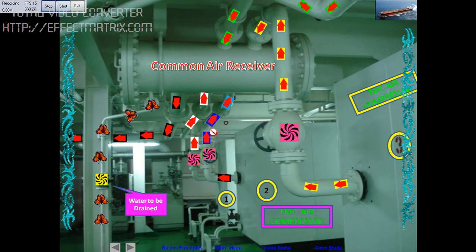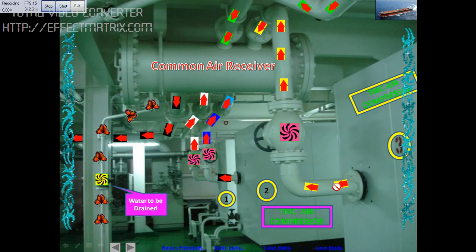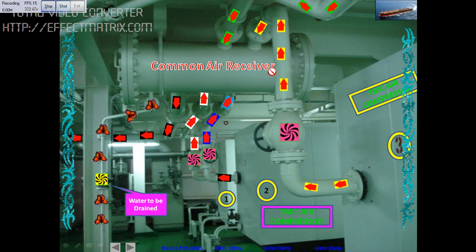You can see this is another real picture of the ship, and we have four compressors. These are all TMC compressors, 1, 2, 3, 4. So we start the compressor, then the air with water vapor will come to this common air receiver. Then we keep the valve crack open so that any water collected is drained out. Then from this chamber it again passes through the filter, through the dryer.